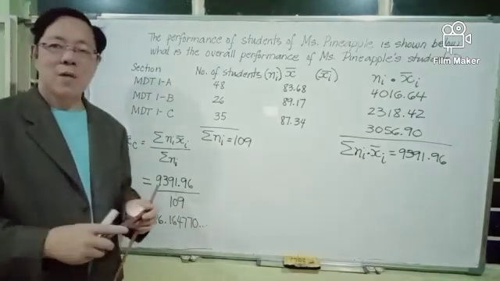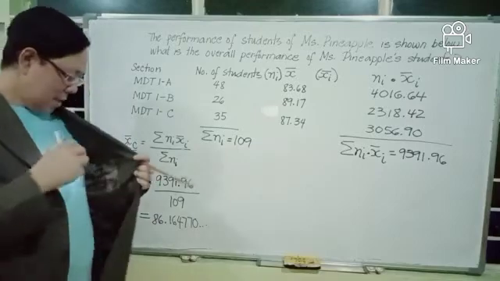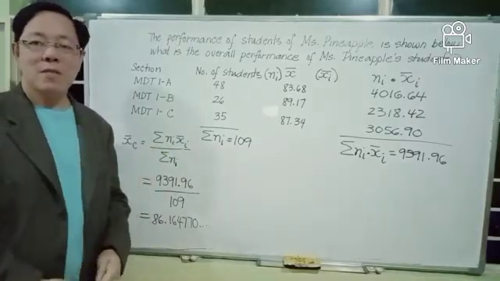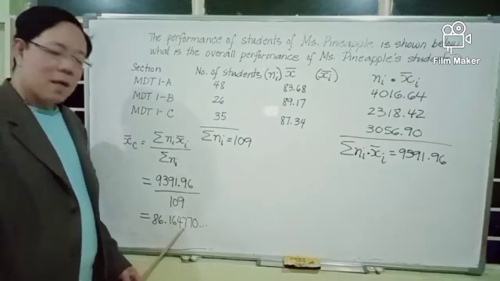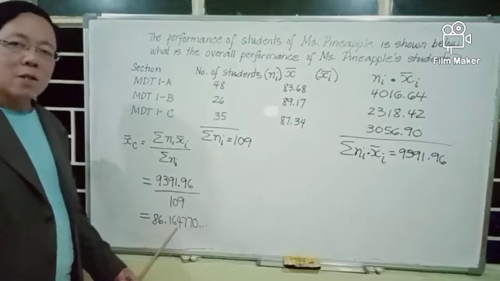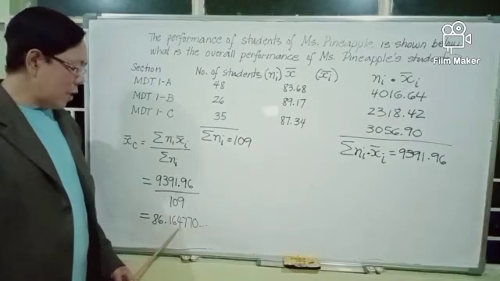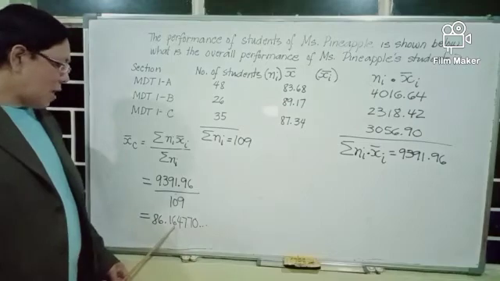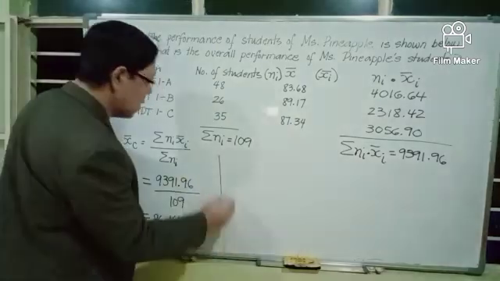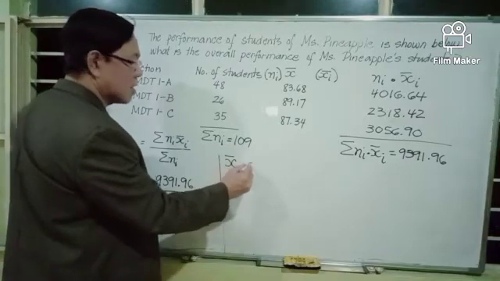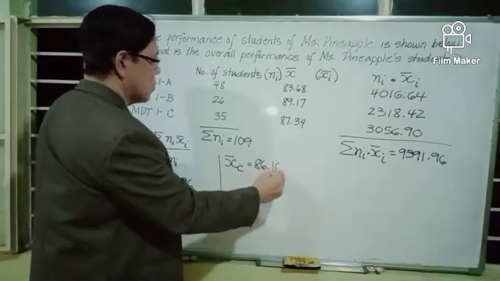The answer in your calculator is a non-terminating, non-repeating decimal number, and we round off the final answer to two decimal places. After the decimal point, you count 1, 2, 3, and the third digit after the decimal point is to be rounded off. But the number to be rounded off is less than 5, so we simply drop 4 and all the digits to its right without adding 1 to the preceding digit 6. Hence, the overall average or the combined mean of the three groups of MedTech of Miss Pineapple is 86.16.